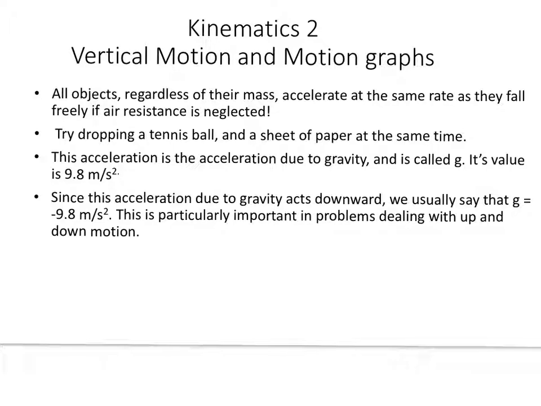Okay, now objects falling freely accelerate, and this is called the acceleration due to gravity, and the value is 9.8 meters per second squared. So all objects, again, regardless of their mass, as they fall freely, accelerate at this rate. Now, one other point here. Since gravity acts downward, and now we're talking about the vertical axis here, not horizontal, we usually say that g is equal to negative 9.8 meters per second squared because it is acting downward. And this is going to be important in the problems we'll be doing, especially when you're dealing with up and down motion.